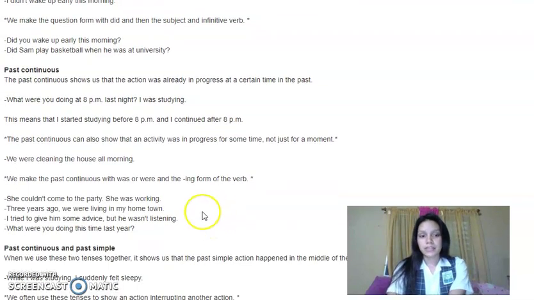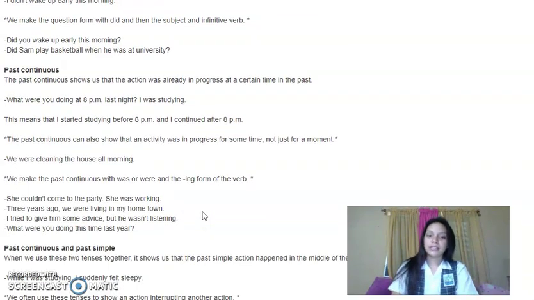The past continuous. The past continuous shows us that the action was already in progress at a certain time in the past. For example, what were you doing at 8 p.m.? Last night I was studying. This means that I started studying before 8 p.m. and I continued after 8 p.m.